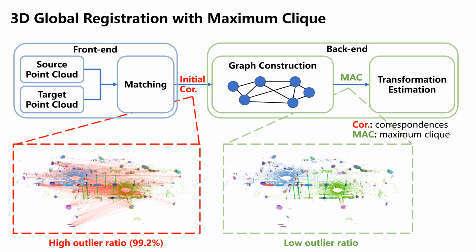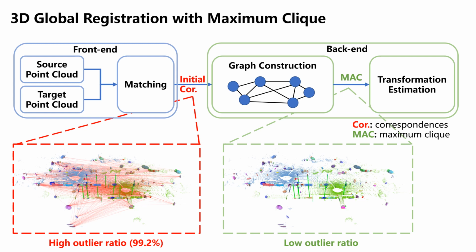In recent years, the use of maximum clique theory to assist in removing outliers has become popular for achieving robust global point cloud registration with low overlap. The registration process can be divided into two parts. In the front end, we obtain the initial correspondences through a point cloud matching algorithm, and in the back end, we construct a compatibility graph and solve the maximum clique to remove outliers. Then, we estimate the transformation for the remaining matching relationships.